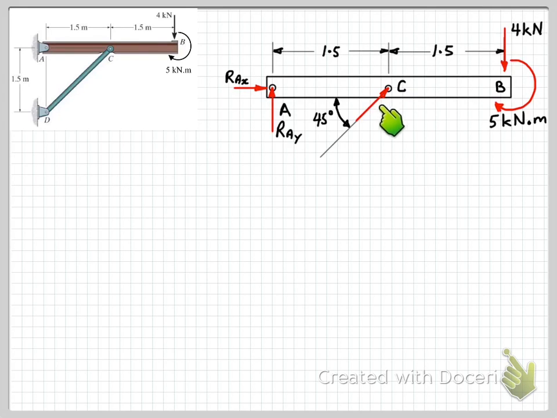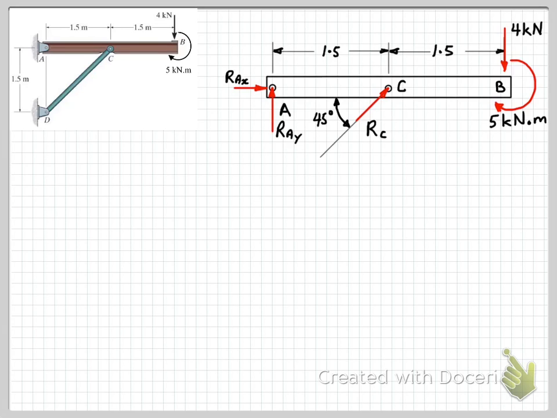If you can't do that thought experiment and work out the sense of this force, again, it doesn't matter whether you have it acting upwards to the right or downwards to the left. When you do your calculations later on, if you get a negative answer, then you just know that you've assumed the wrong sense for that force. Okay, so having drawn that force, let's give it a label. So we'll just call it R subscript C for reference.